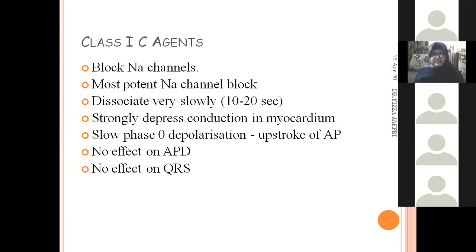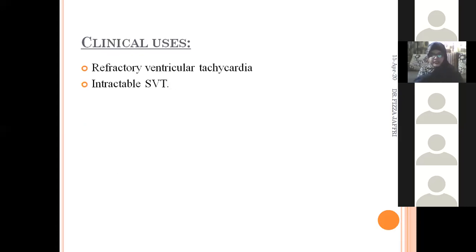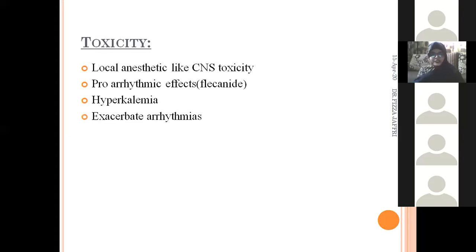So far, we have discussed the class 1 agents, which are sodium channel blockers, further divided into 3 categories: class 1A, 1B, 1C. 1A includes quinidine and procainamide, right? They block the open activated channel and they lengthen the action potential. Whereas class 1B includes lignocaine, which shortens the action potential.